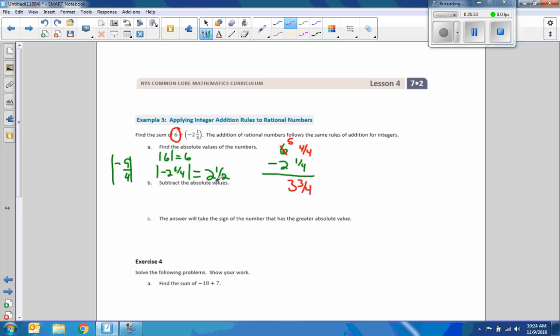So we found the absolute value. We subtracted the absolute values. And the answer is the sign of the number with the greater absolute value. Okay?